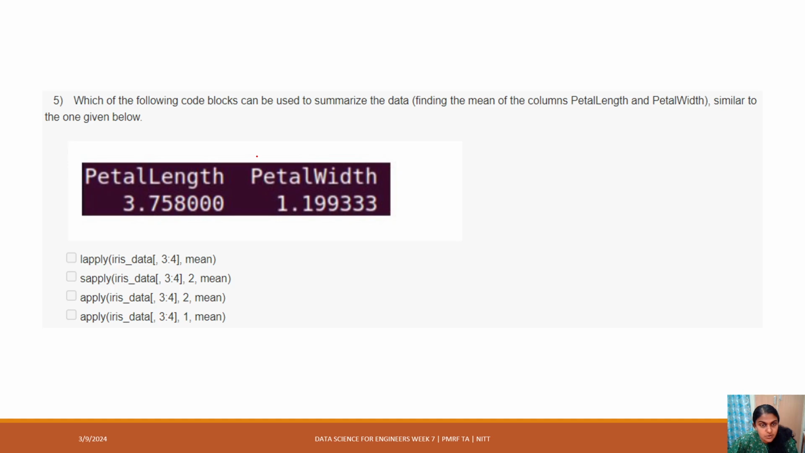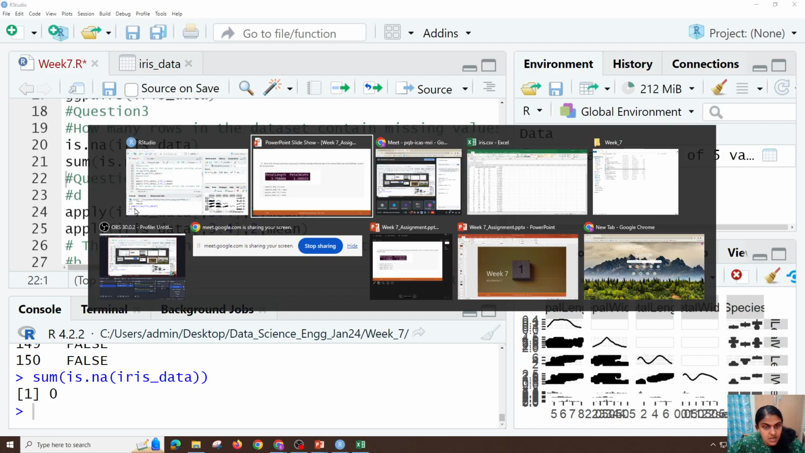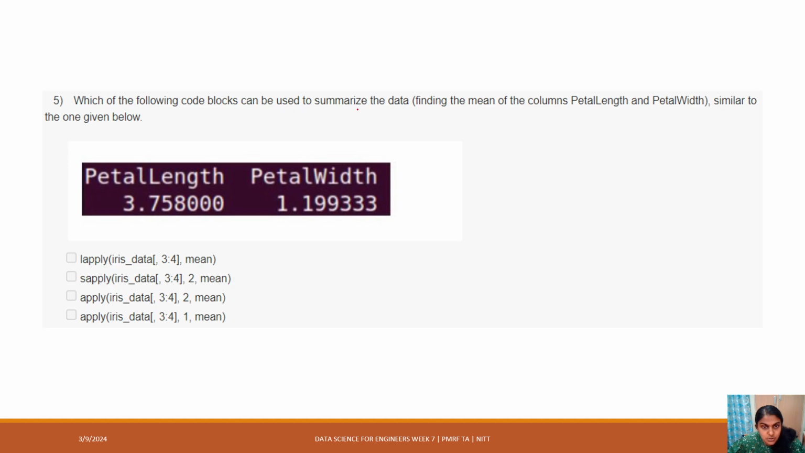Which of the following code blocks can be used to summarize the data, finding the mean of columns petal length and petal width, similar to the one given below? We'll look at all the options. If anyone knows the answer, you can put it in the chat window. Otherwise we'll go through every option that is given. Question 5 asked which of the following code blocks can be used to summarize the data.